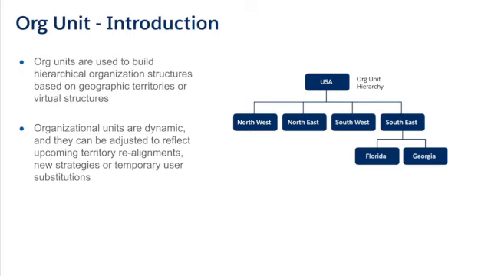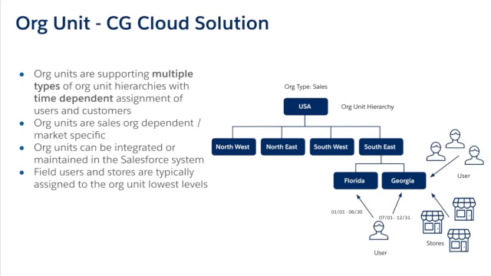The organization units in our industry are not static. Most manufacturers have territory realignments once a year or multiple times during a year, depending on business strategies. Then in the consumer goods industry, we have to deal with substitutions of sales reps. And the org unit concept in our solution is time dependent. This is a key topic.